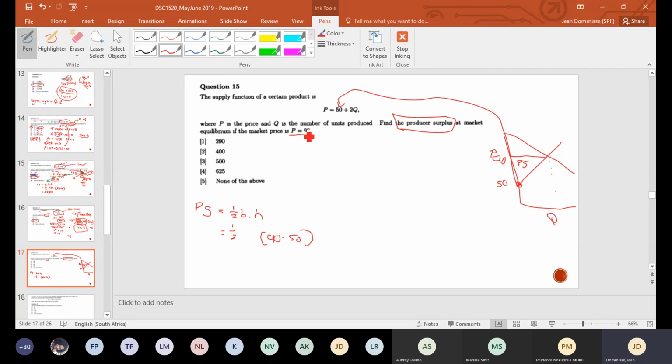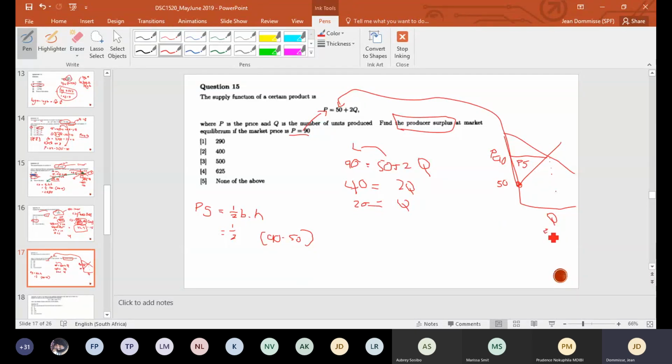Okay, so at P equal to 90, we need to get the Q. So it is 90 is equal to 50 plus 2Q. So I'll keep 2Q on this side. Take the 50 to that side. The 50 becomes a minus. So 90 minus 50 is equal to 40. So Q is equal to 20.